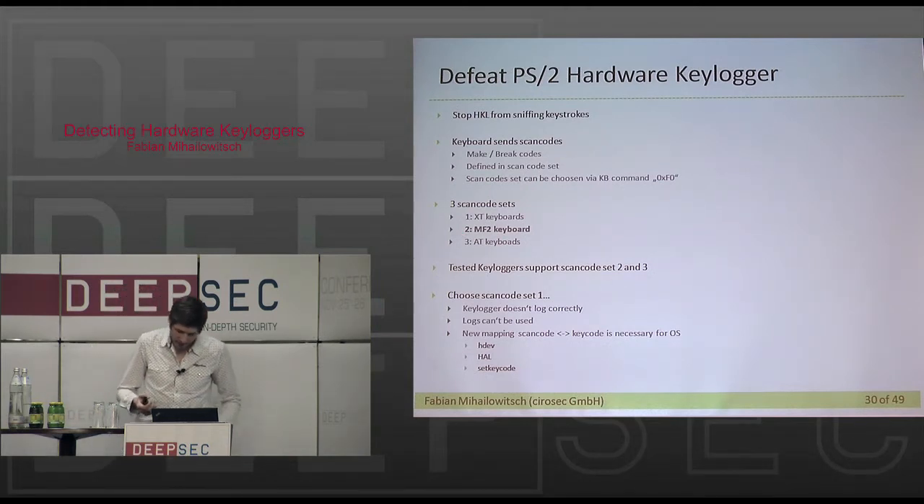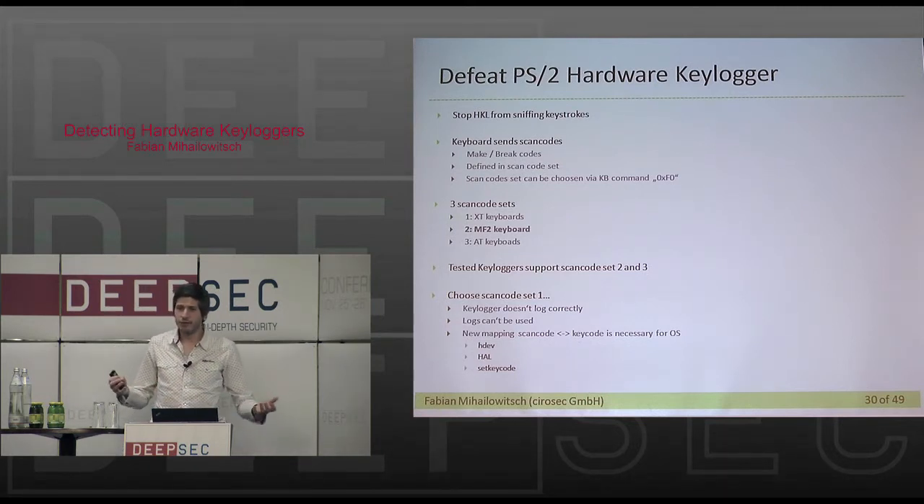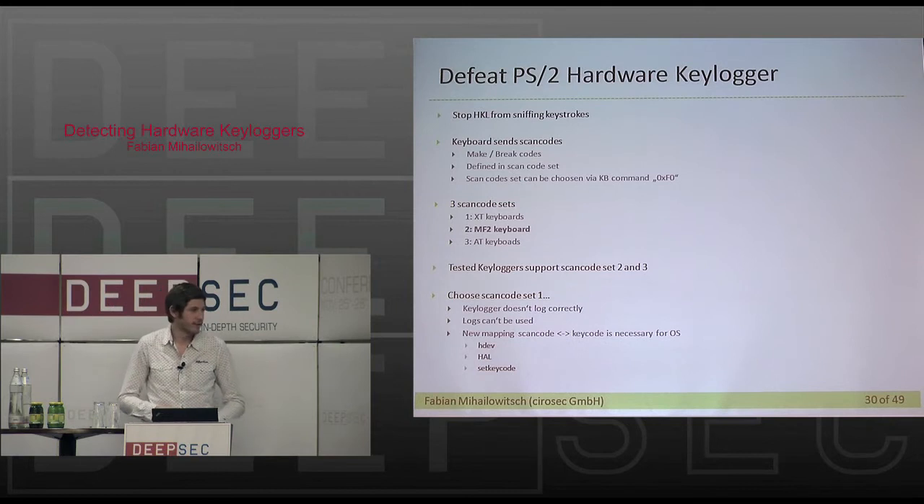And the cool thing about that is all the hardware keyloggers I had just understood scan code set 2 and 3. So if you switch to scan code set 1, the hardware keylogger doesn't see what's going on and doesn't log any stuff, actually. So it is blind. It doesn't see what's happening. And so the idea just is tell the KBC to say the keyboard, choose scan code set 1, and we are fine. However, since our operating system doesn't see anything either, we have to define a new mapping of the scan code to the key code set. But for Linux, we can do this with tools like hdev, HAL, setkeycodes, so it's no problem at all.